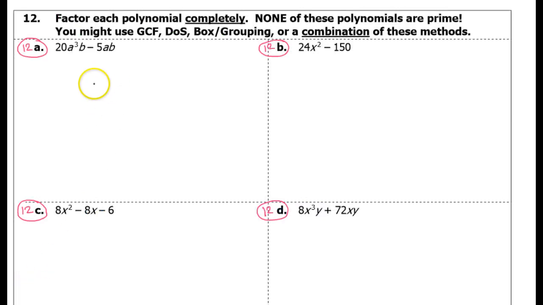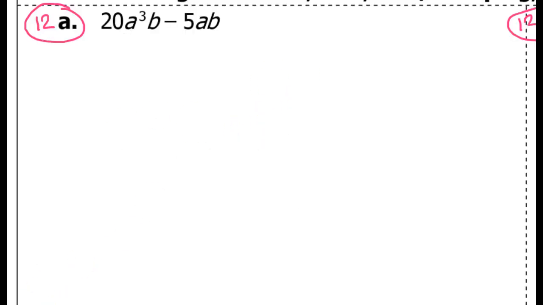Alright, for these problems, we are to factor each polynomial completely. None of these polynomials are prime. You might use greatest common factor, difference of squares, or the box method or grouping method, or a combination of these methods, but none of them are prime. Always look for a common factor before you do anything else. So on this problem, I see that 20 and 5 are both divisible by 5. So there's definitely a 5 in the common factor.